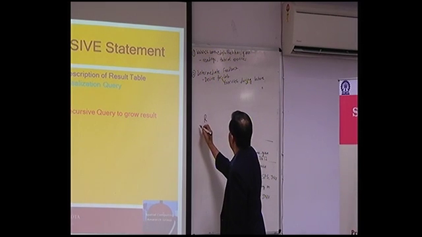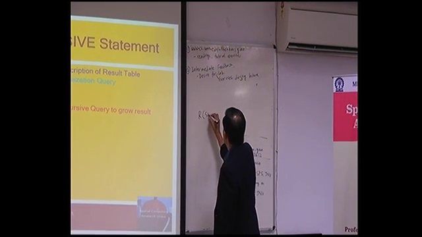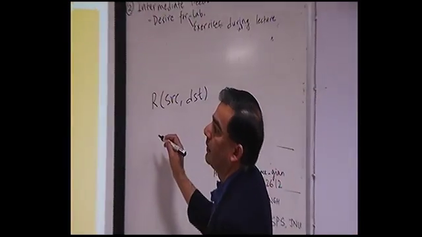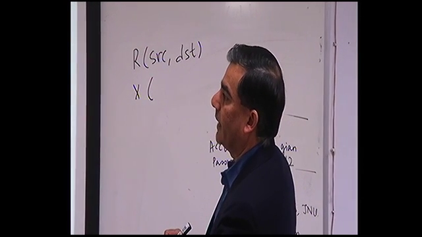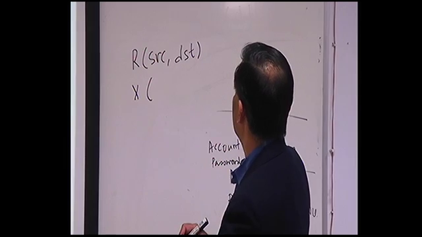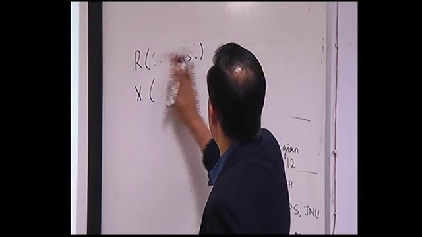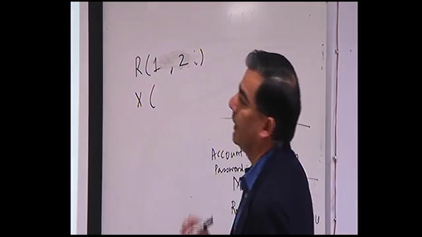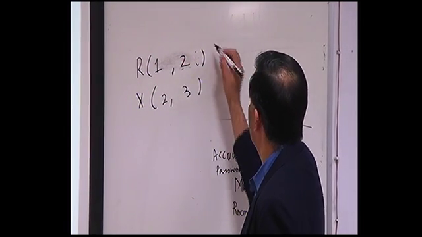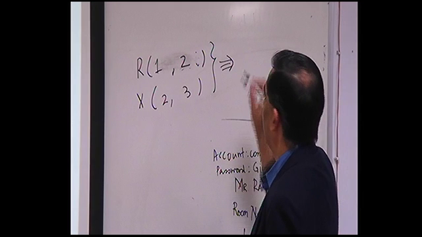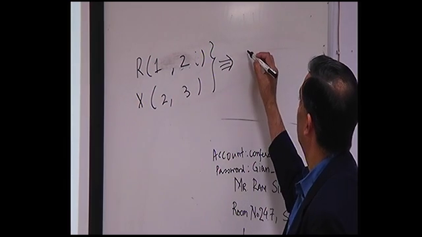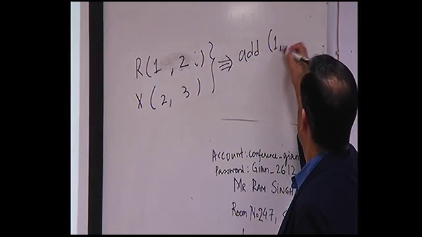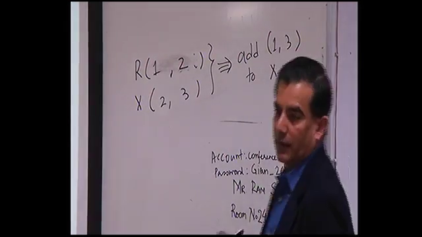So R is an edge from some source to destination. This is one edge, and then X may have another edge where R dot destination matches X dot source. Let's write it this way. Suppose you have edge 1 to 2 here, and you have edge 2 to 3 here, then this will give me a new edge which will pick up the source of R, 1 to 3. So then you add it. Does everyone see that? This is your transitive closure.